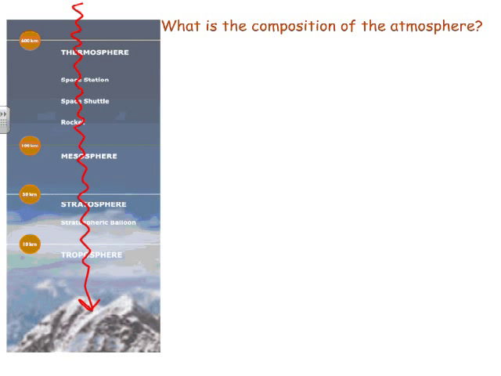Well, we know that there are those layers, and we know that the temperature is different. We know that the pressure is different. We know that the water vapor content is different. But what is that atmosphere made out of? What is the air in our atmosphere?